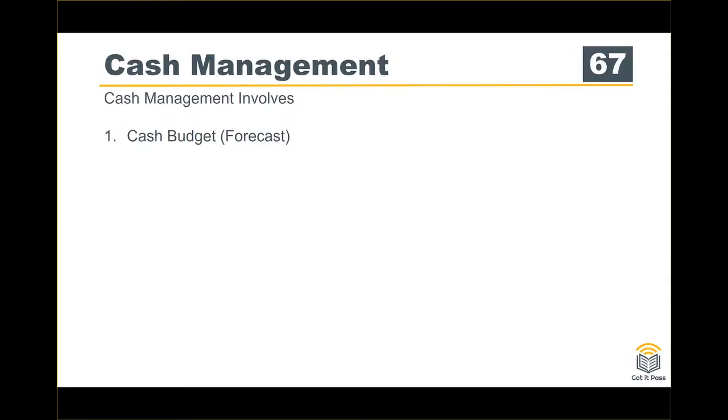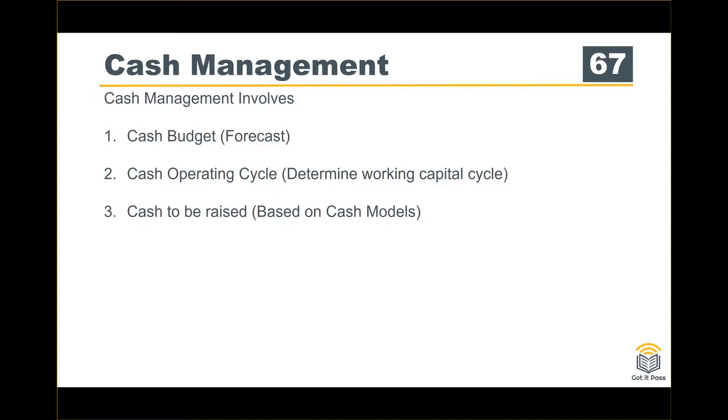First, you have to prepare a cash budget, okay? Because under cash management, there are 3 areas involved. First is about the cash budget. You have to prepare a cash budget or cash forecast. Next is about the cash operating cycle. You have to determine working capital cycle or working capital requirements and cash to be raised, based on the cash models or the treasury models.